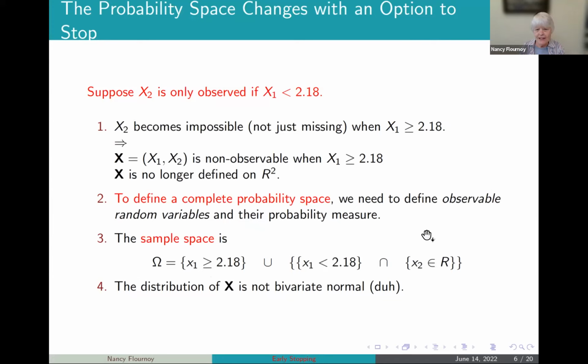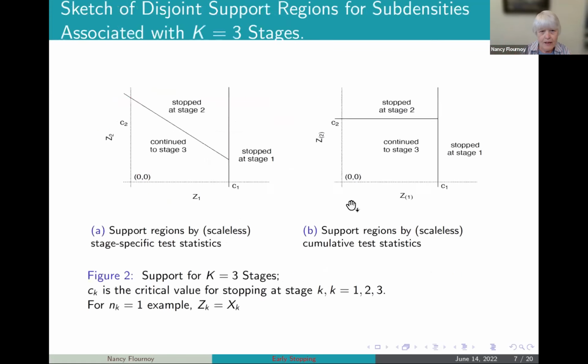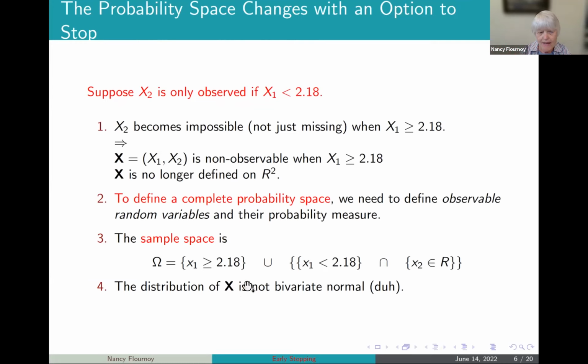And so we recognize that the sample space is this combination of the fact that you stopped at stage 1, unioned with you continued at stage 1, and then observed your second random variable. And just that much reveals to you that you don't have a bivariate normal because it's not on R2. So also, how would you get a bivariate normal? Well, you'd have to let this critical value go to infinity, which is the basic assumption in the large deviation theory, is they push everything out to infinity, and that totally obliterates the stopping rule from the model.